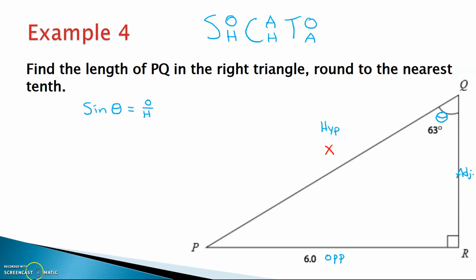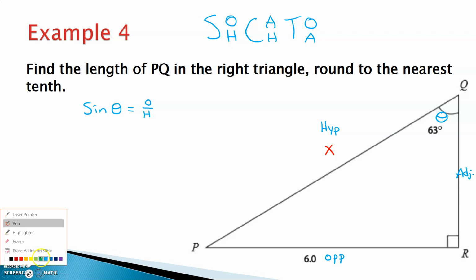All right, guys, so here I showed a little bit of work that I did. So again, they're asking us to find the length of PQ. So from P to Q, I had labeled that as my X. I didn't know what that was going to be. That's what I'm trying to figure out. Now where was I standing? Well, they gave me my reference angle, 63.